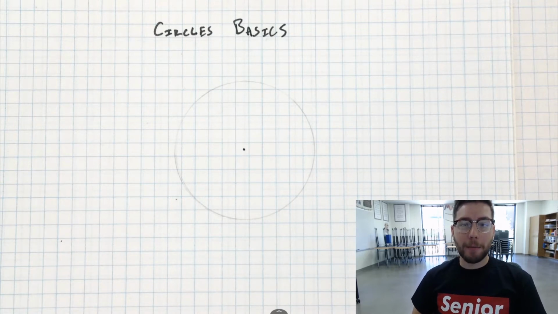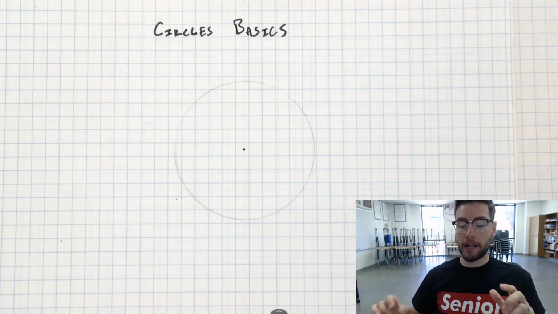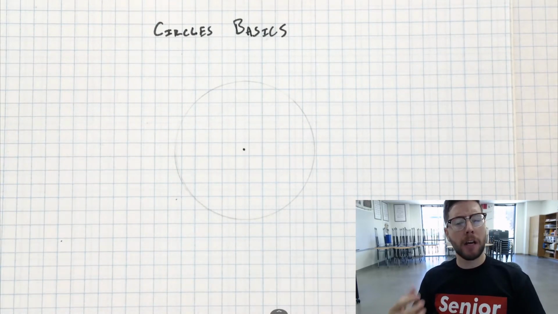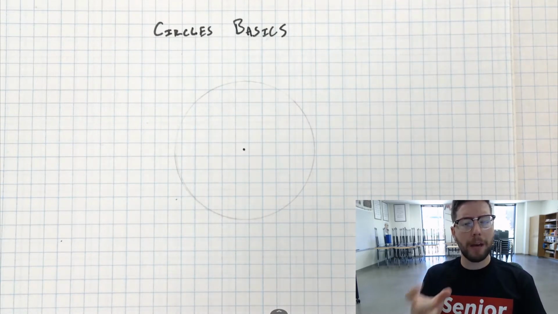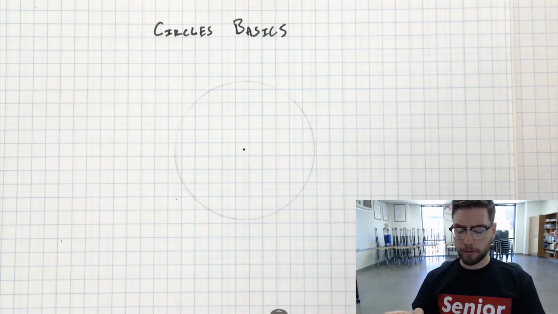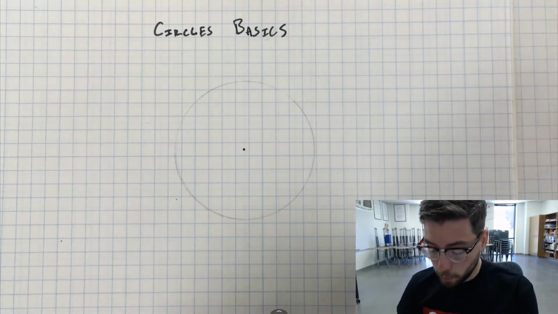Hey guys, today I'm going to be talking a little bit about circles, just the basics of circles and how they kind of interact with each other. You should already know a couple key vocabulary words about circles. One of them being radius.